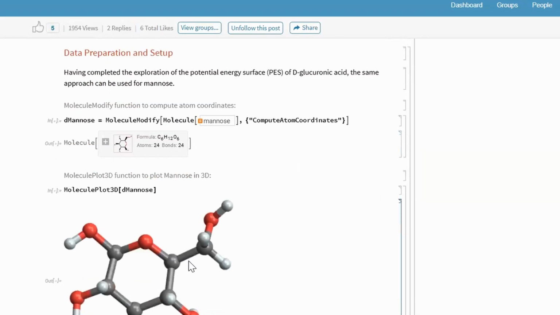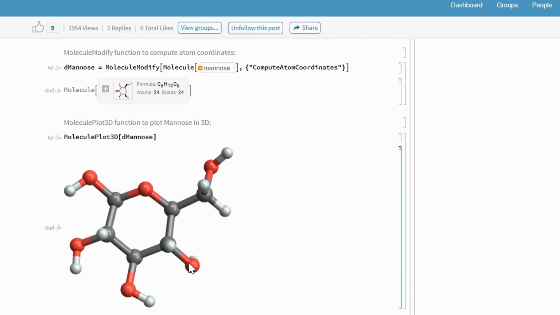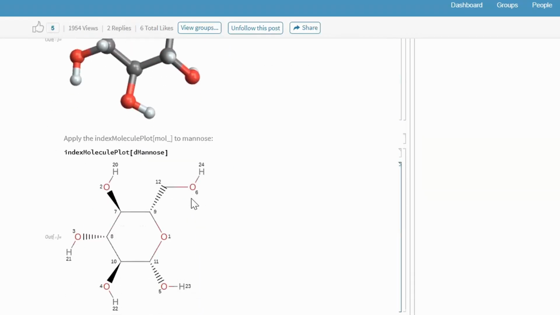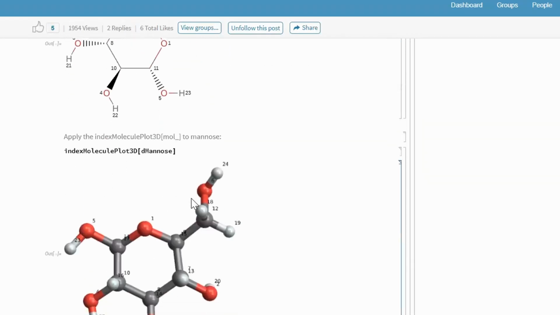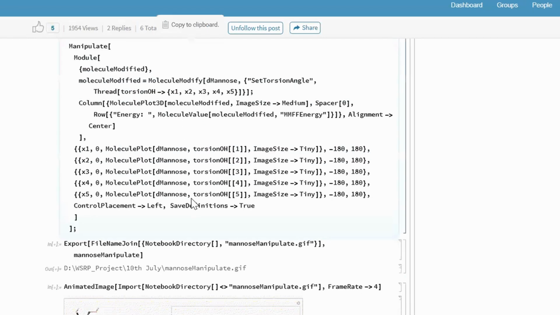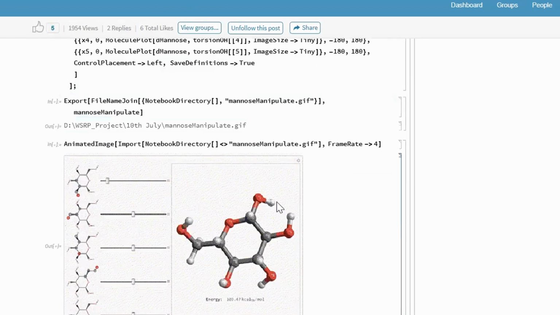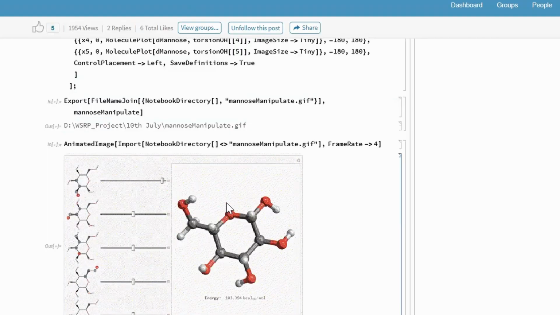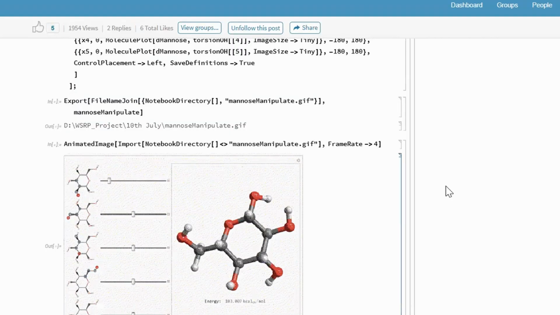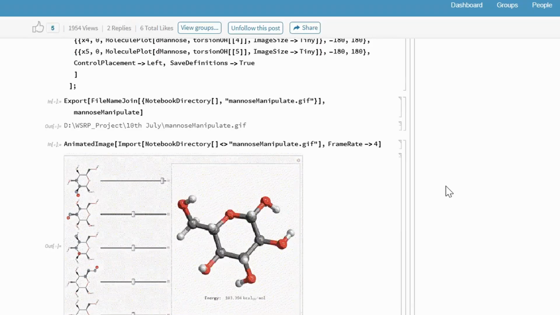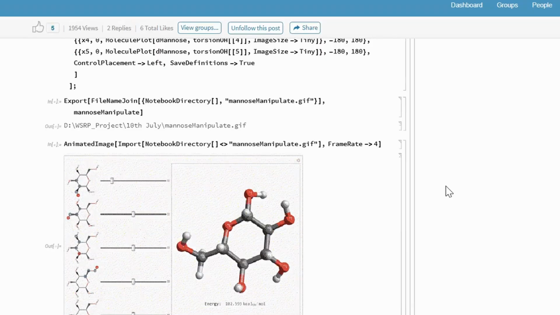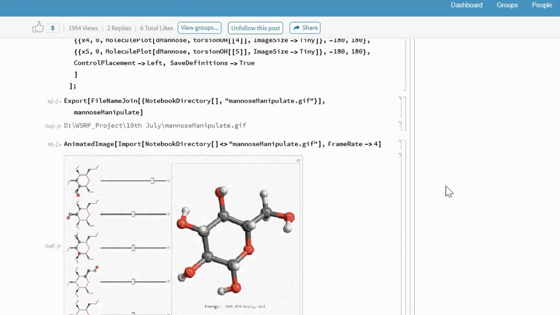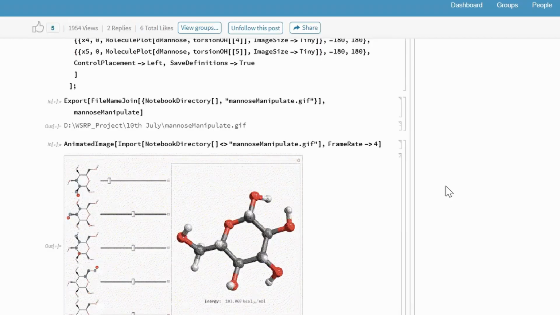So this is mannose. It has a similar structure to glucuronic acid, except for this functional group. So this is the mannose molecule, and in this animation you can see that this particular functional group is being rotated. This is basically how it happens visually, while all the other hydroxyl groups are kind of stable. I see.